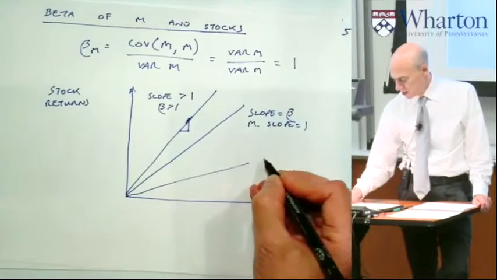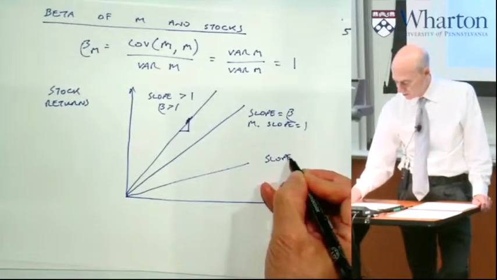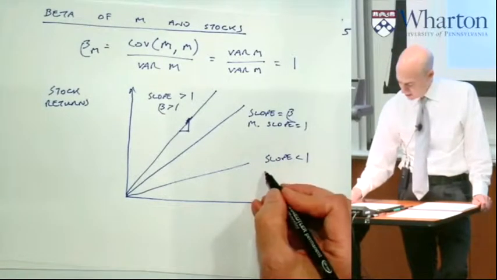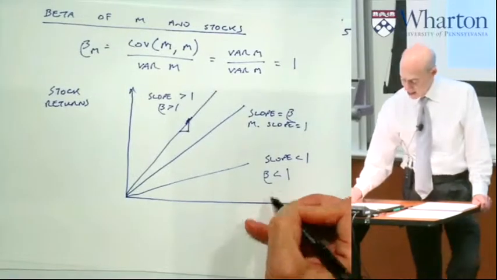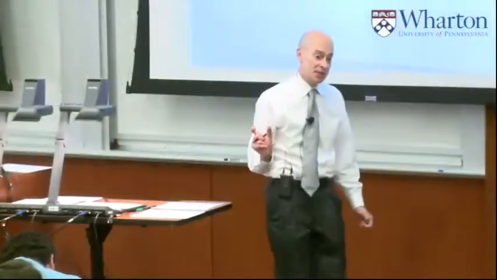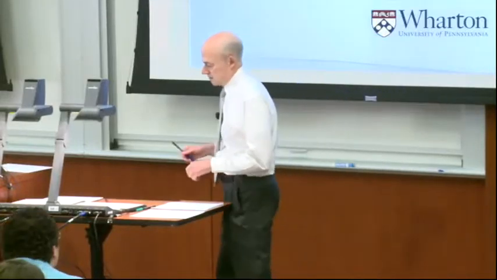If we've got a slope less than 1, then beta is less than 1. So the movement in the stock returns on average is less than 1% if the market goes up 1%. Any questions on that?